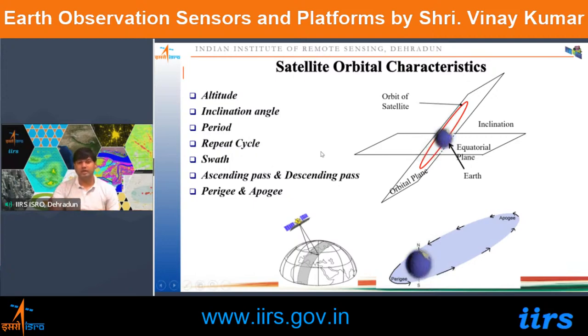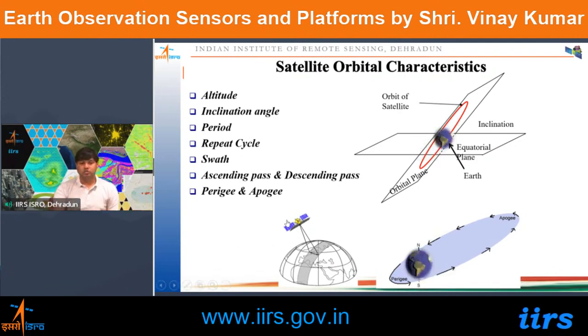Now coming to repeat cycle. Repeat cycle means the Earth is continuously rotating from west to east and the satellite is revolving from North Pole to South Pole. After some days, the satellite is revolving over the same orbital path, and that is called the repeat cycle. It means revisiting the same area by making the same orbital path. Now coming to swath. Swath is like, suppose you are using a camera and the camera can see to a certain width.